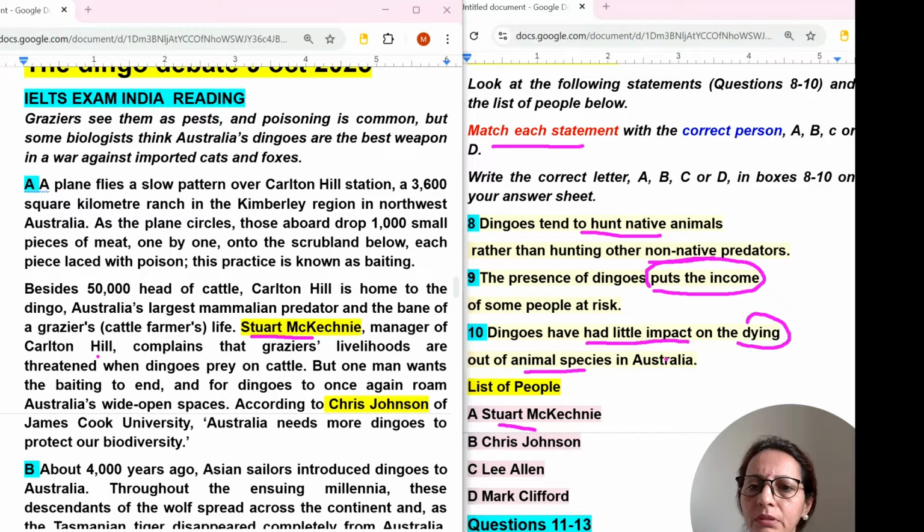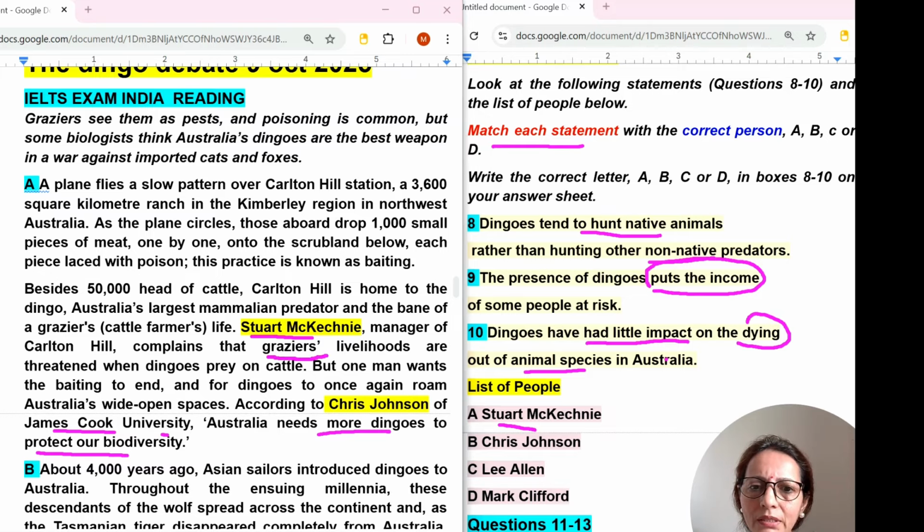Stuart, manager of this hill, complains that graziers' livelihoods are threatened when dingoes prey on cattle, but one man wants the baiting to end and for dingoes to once again roam. According to Johnson of James Cook, Australia needs more dingoes to protect our biodiversity. So nothing is talking about dingoes tending to hunt native animals rather than non-native predators. The presence of dingoes puts the income of some people at risk. Yes, it is given like that.